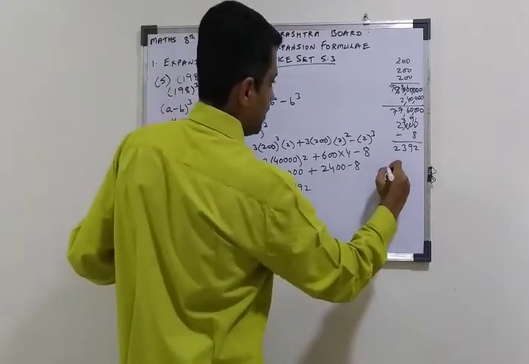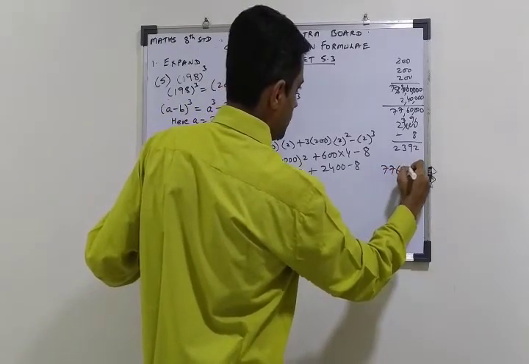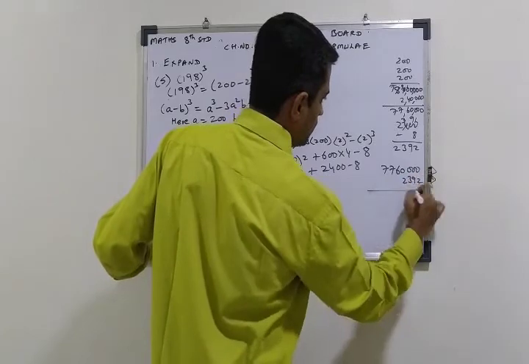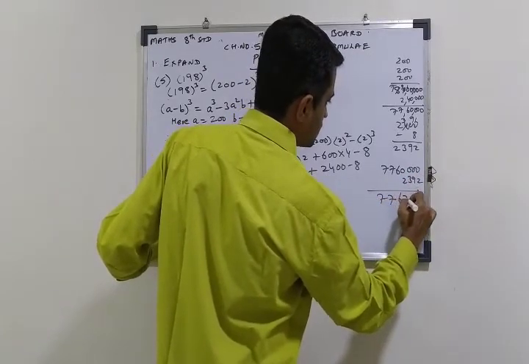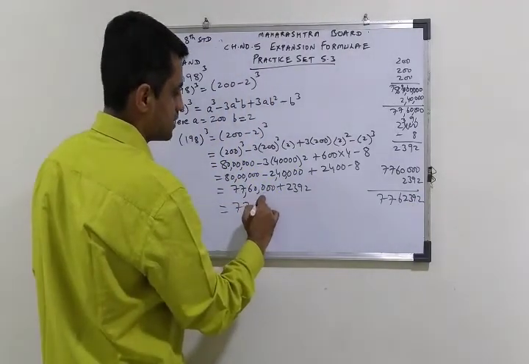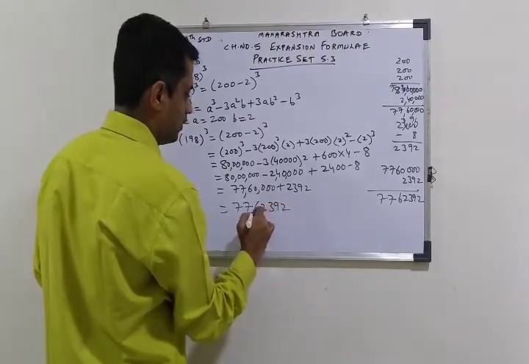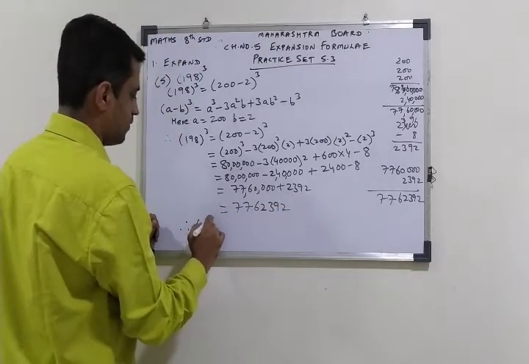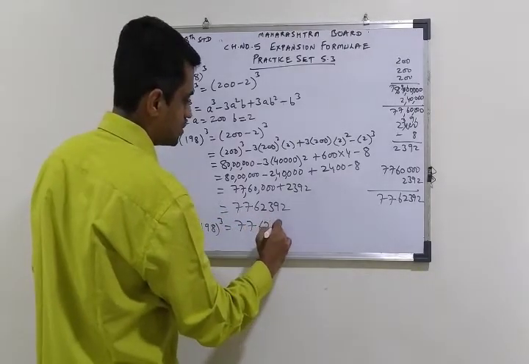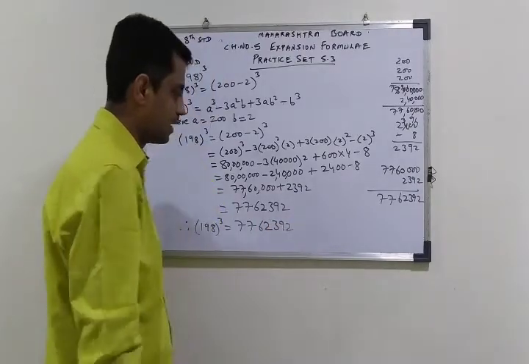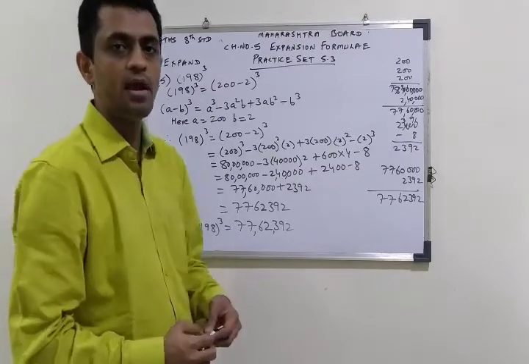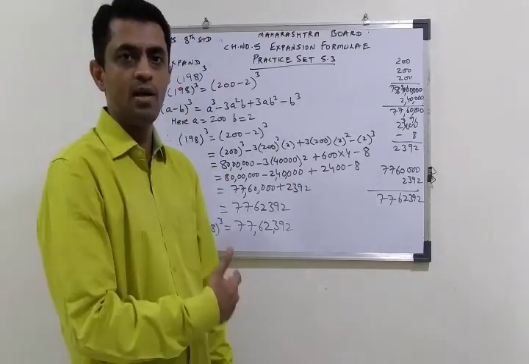Now here, let us add this way. 2, 3, 9, 2. So you get 7, 7, 6, 2, 3, 9, 2. So therefore our final answer, 198 the whole cube is equal to 7, 7, 6, 2, 3, 9, 2. Clear? You can put the comma also. So 77 lakhs 62,392. Clear, everybody? Please copy down this sum.